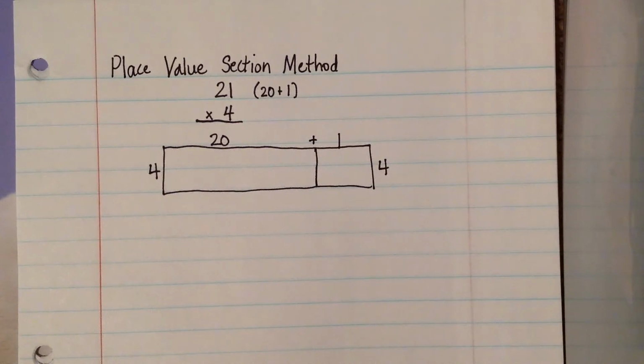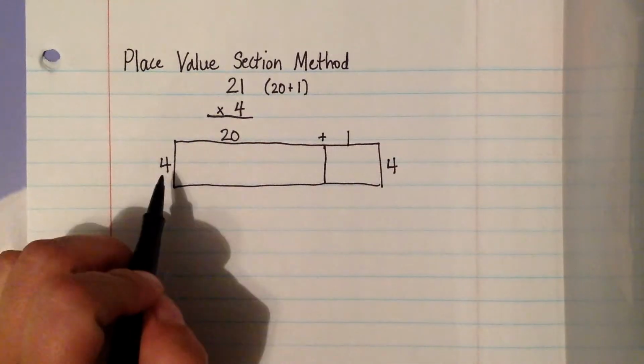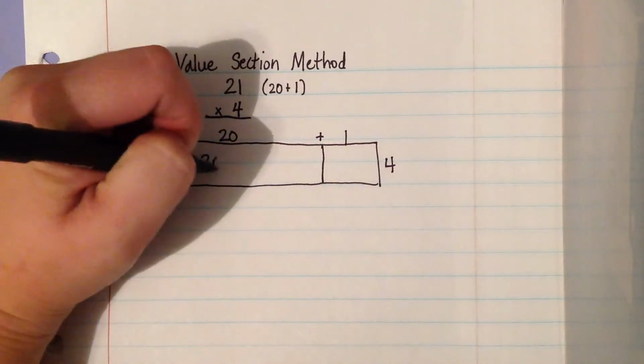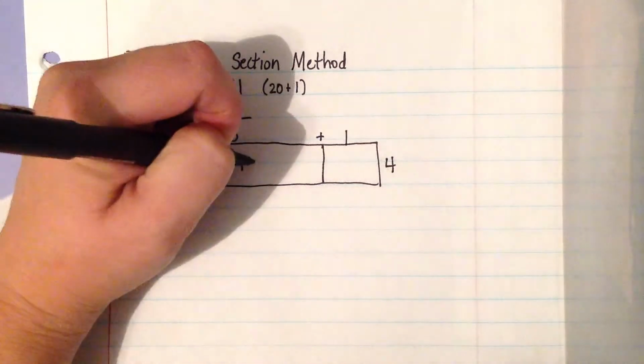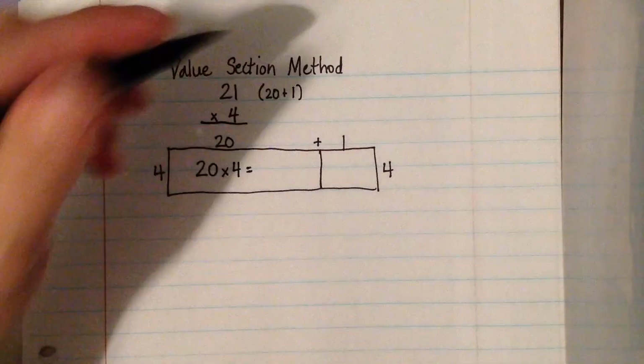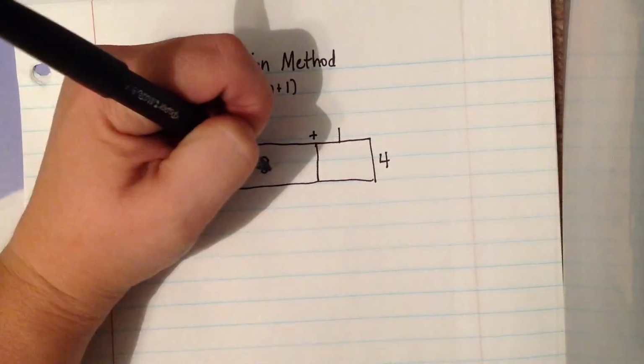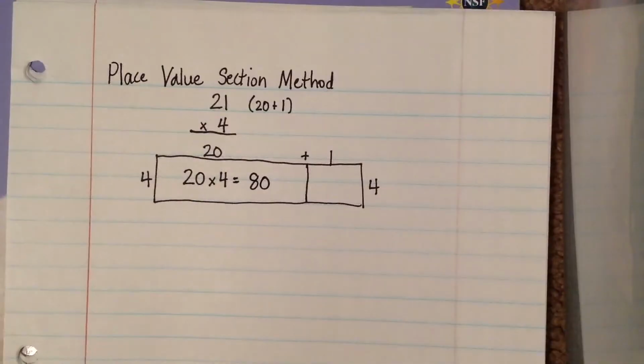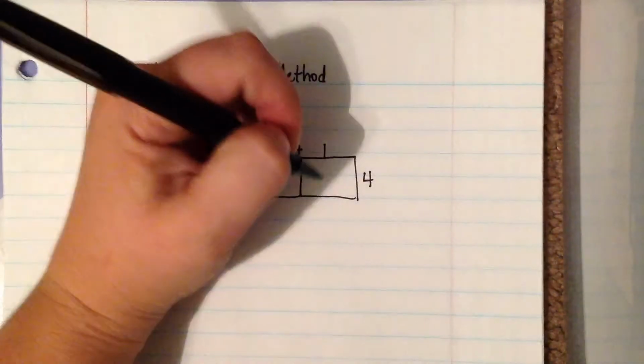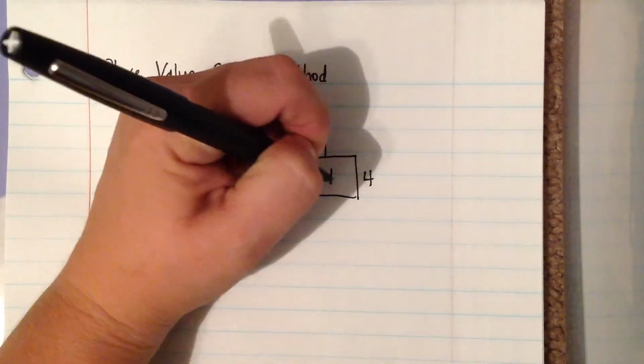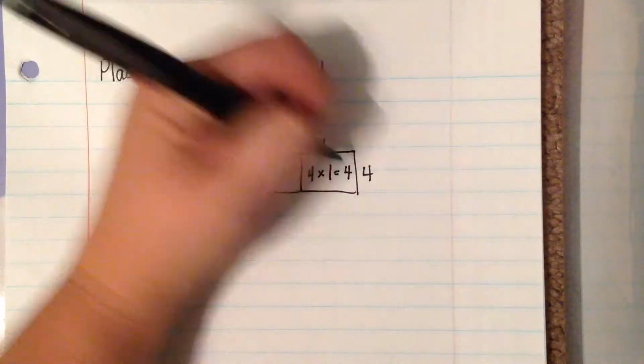And for this method, I will actually write out the multiplication equation in each box. So I have to give myself enough room to write both the equation and the answer in the box. So if I know that this box is going to be 20 times 4, I'm going to actually write 20 times 4 in the box equals, I know 2 times 4 is 8, and add my place value back in. Over here I'm going to do 4 times 1 equals 4.